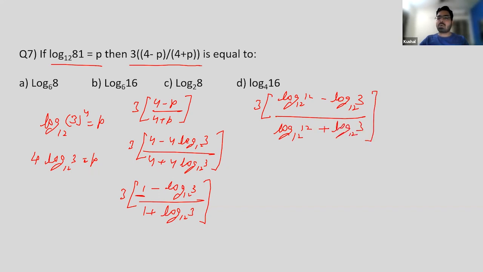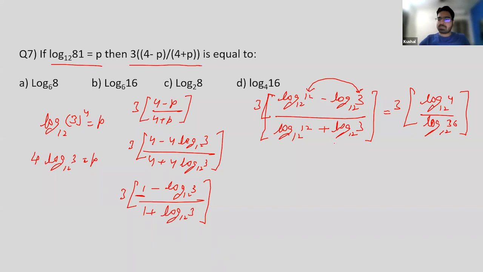Correct? Now, look at this numerator. What can we rewrite this as? 3 times log base 12 of 12 by 3. 12 by 3 is nothing but 4. So I can simply write this as log base 12 of 4 divided by the same thing over here, log base 12 of 36.